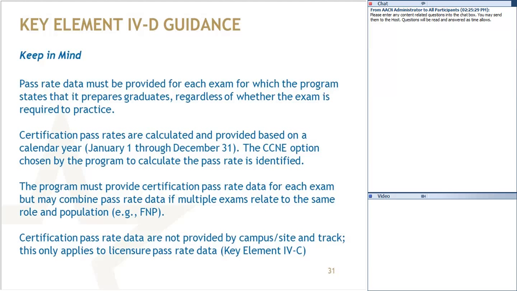Certification pass rates are calculated and provided again on a calendar year, and I don't know that I hit home on that earlier. If I didn't, I apologize. So again, we're looking at calendar year data here, just like we did for licensure pass rates. For the option that the program chooses to calculate the pass rate, you just need to tell us which one it is. There's no option that's better than the other. All four of those options are equally acceptable. So just tell us which option you've used and present the data related to that option, please.